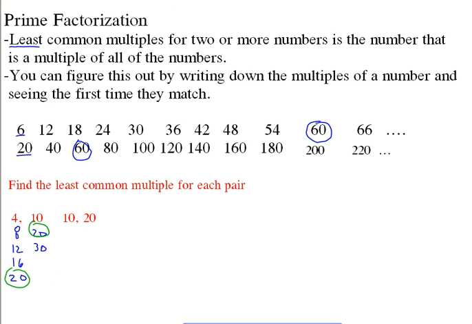Now this one here is a little bit different. Well, 10 and 20. So that's going to be, actually, the least common multiple is just going to be 20, because 20 is 1 times 20, 10 is 2 times 20. And so the first time that they match up is going to be on 20.